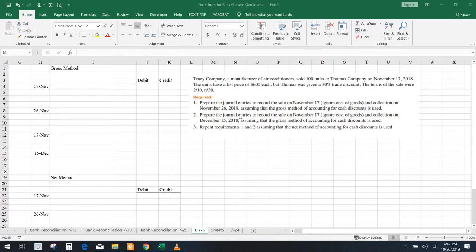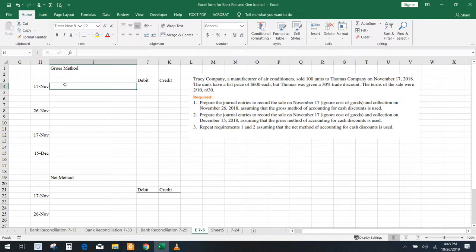Then they want us to prepare journal entries to record the sale on November the 17th and collections on December the 15th, assuming that the gross method of accounting for cash discounts is used. Then it wants us to repeat requirements 1 and 2, assuming that instead of using the gross method, now we're using the net method of accounting for discounts.